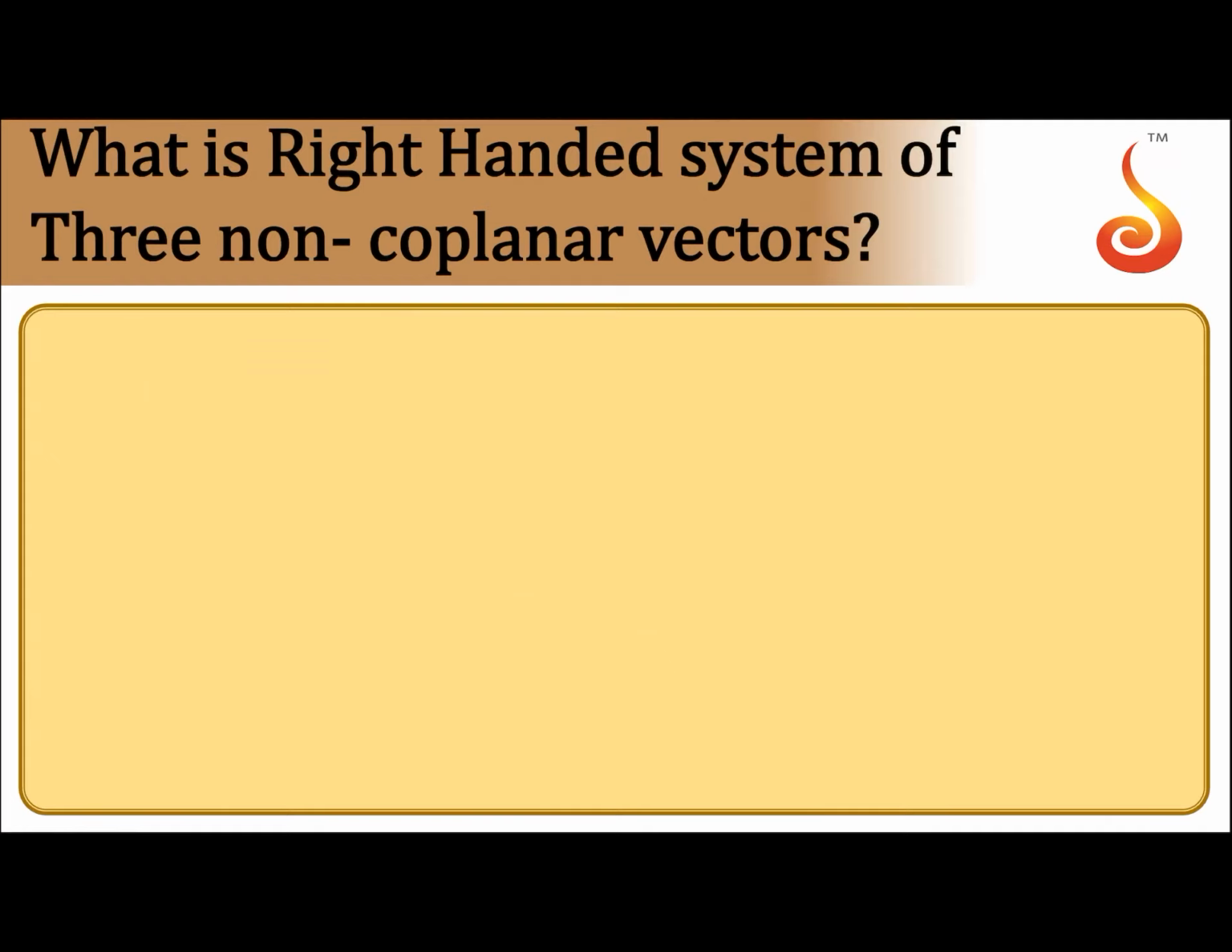Next, what is meant by right-handed system? Right-handed system of three non-coplanar vectors. Now, I would consider two vectors on a plane. Let's say A bar is one vector and B bar is another vector. And C bar is a vector not coplanar with A, B. Let me say this is the C bar vector, not necessarily mutually perpendicular.